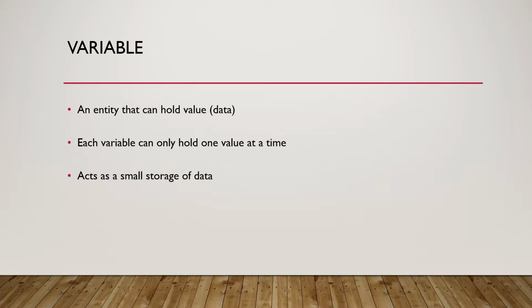The first thing I want to talk about is variable. Variable is used in other programming languages, not just in JavaScript. A variable is an entity that can hold value, also known as data. Each variable can only hold one value at a time. You could think of a variable as a small storage.